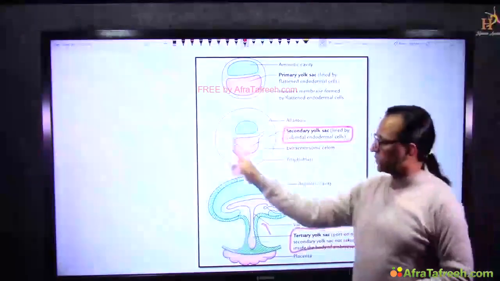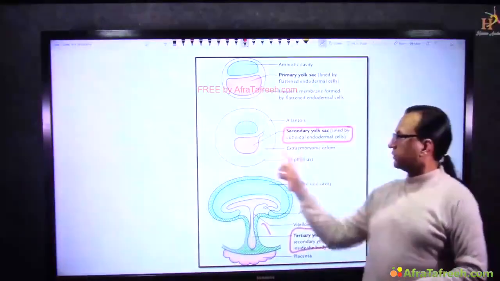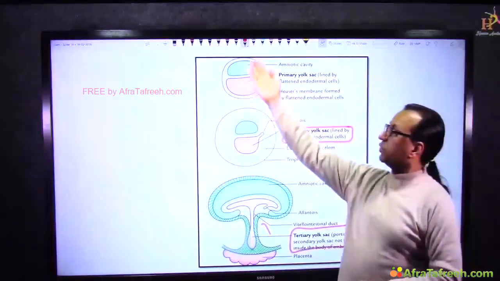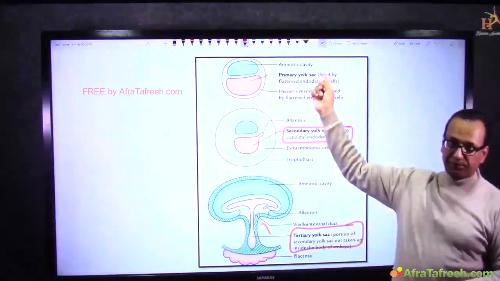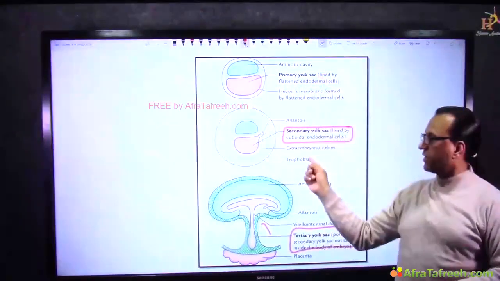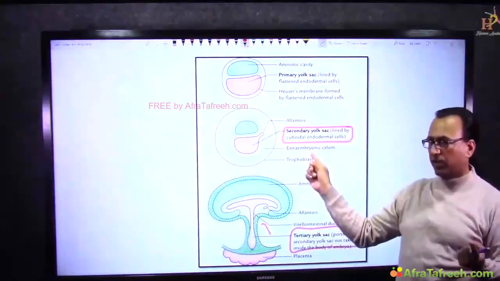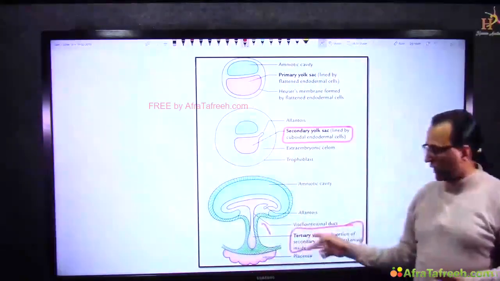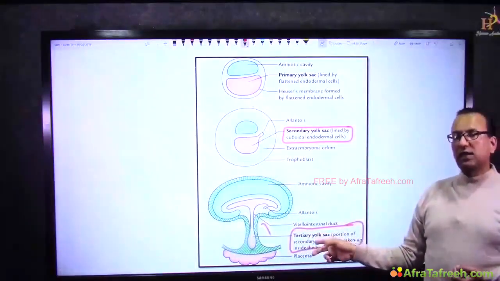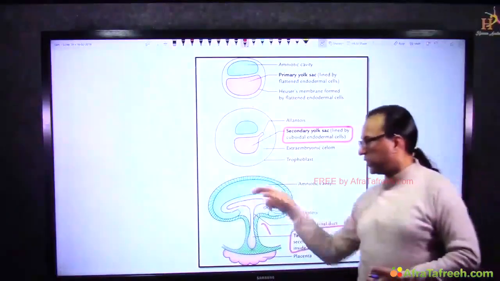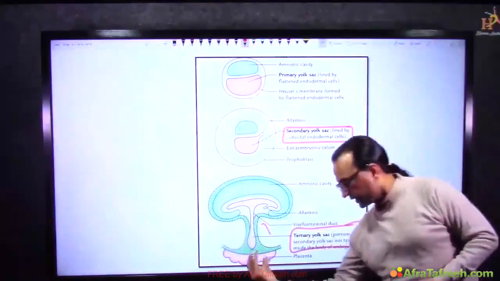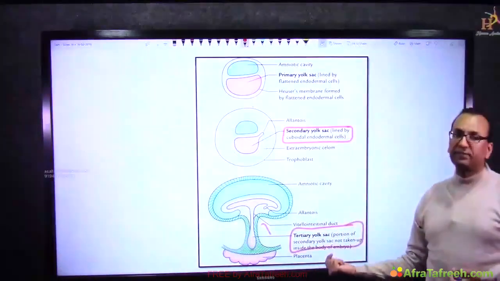When I had this extraembryonic coelomic cavity formed. So in the beginning, you have primary yolk sac. And then you have secondary yolk sac when you have the extraembryonic coelomic cavity coming. And then you have tertiary yolk sac when the yolk sac is totally incorporated into the baby, but some parts were still left in the connecting stalk. That was the tertiary yolk sac.